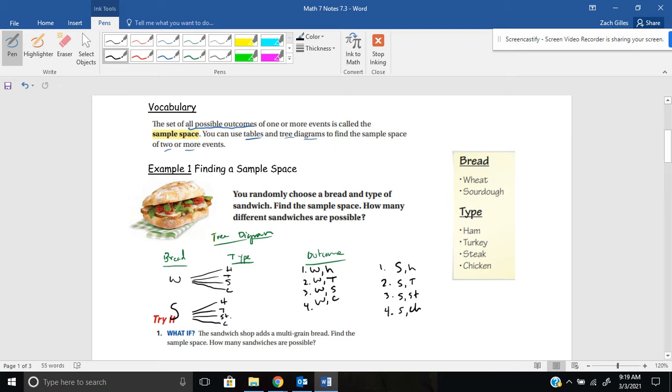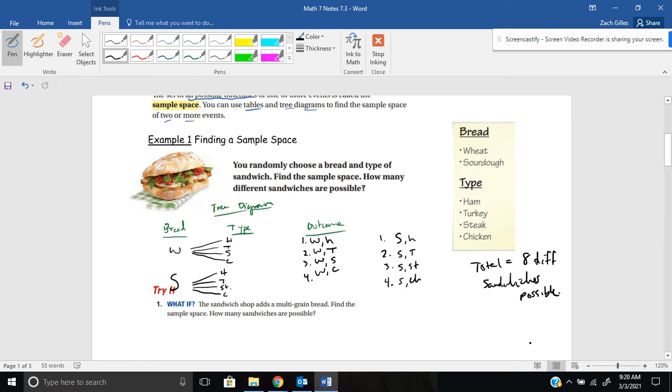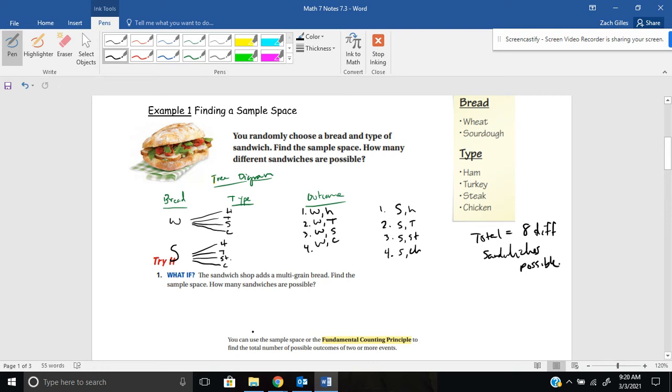So we have 4 sandwiches with 4 different types of meat with wheat bread and 4 more with sourdough bread, for a total of 8 different sandwiches possible. Okay, why don't you go ahead and pause the video now and try the try it problem.